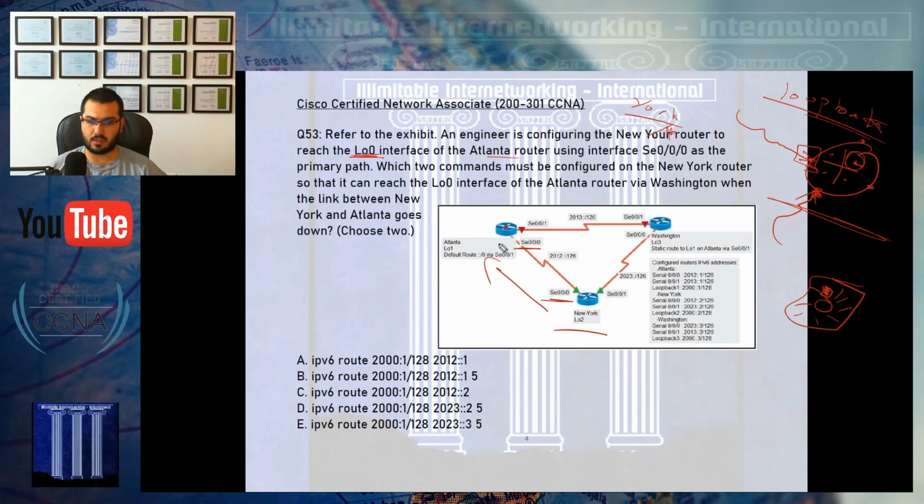So the idea right now is that New York wants to reach this loopback of Atlanta through this link that combines the serial interfaces. Which 2 commands must be configured on the New York router so that it can reach the loopback interface of Atlanta, via the Washington router, which is this guy, when the link between New York and Atlanta goes down?